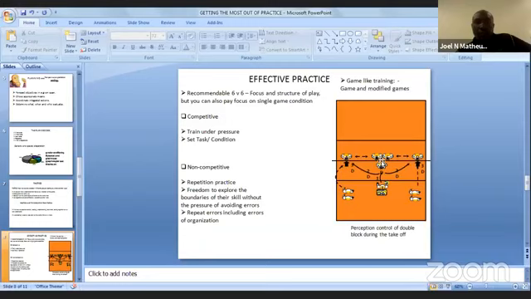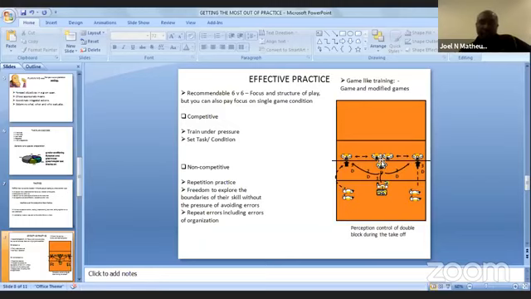And then on the non-competitive side, we can look at repetitional practice. The very important thing is that we have freedom to explore the boundaries of our skills without the pressure of avoiding errors, because that is non-competitive. And repeat errors, including errors of organization. In competitive matches, you have to be in a competitive mode. With non-competitive, you can always repeat the same things and correct errors as you go.